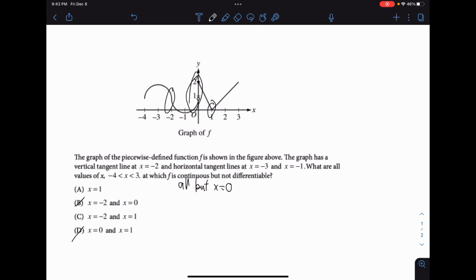So does that tell us the answer? Are there any other points where it's not differentiable? Nope. So in this case, the points at which f is continuous and not differentiable are x equals -2 and x equals 1. So that's answer C.